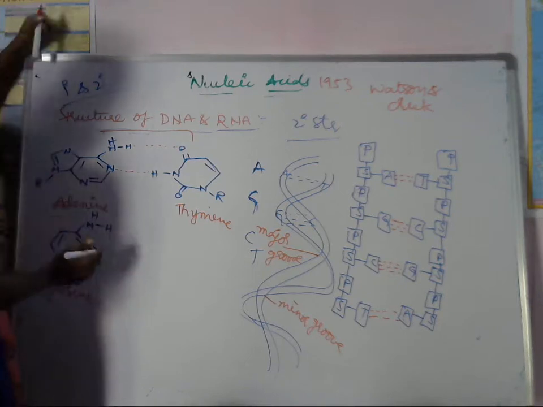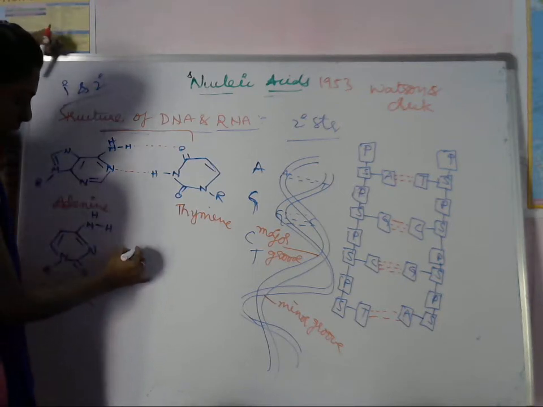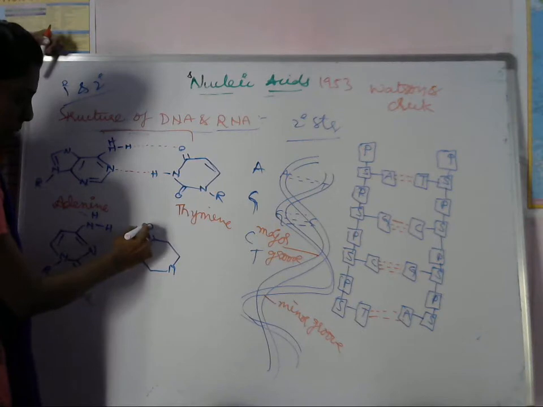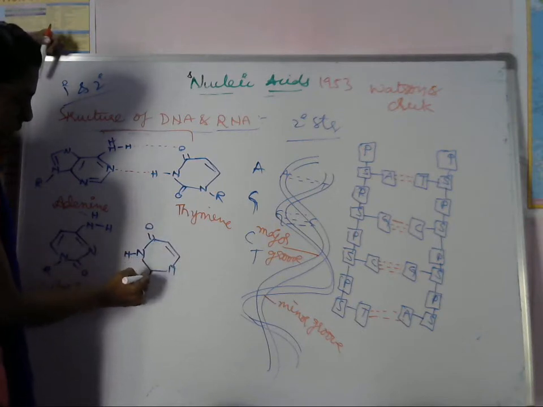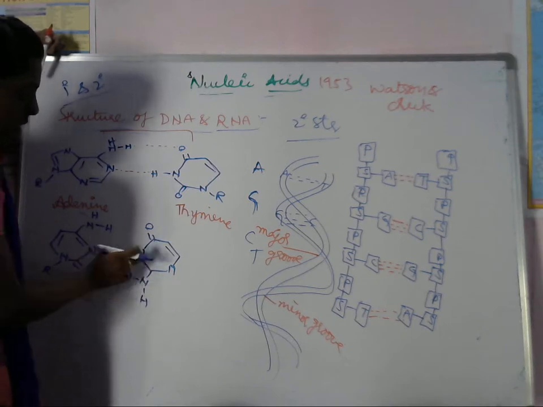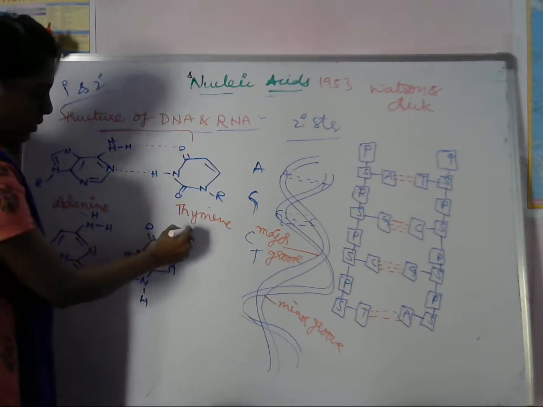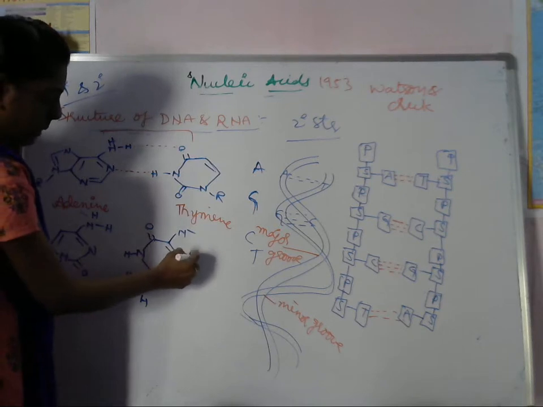And let's see this one. Here we'll have a double bond here. This is the purine. This is the purine one. Here NH is there, and another H will be present. This amine group is there now. So next we have to write this, an NR, and this one.